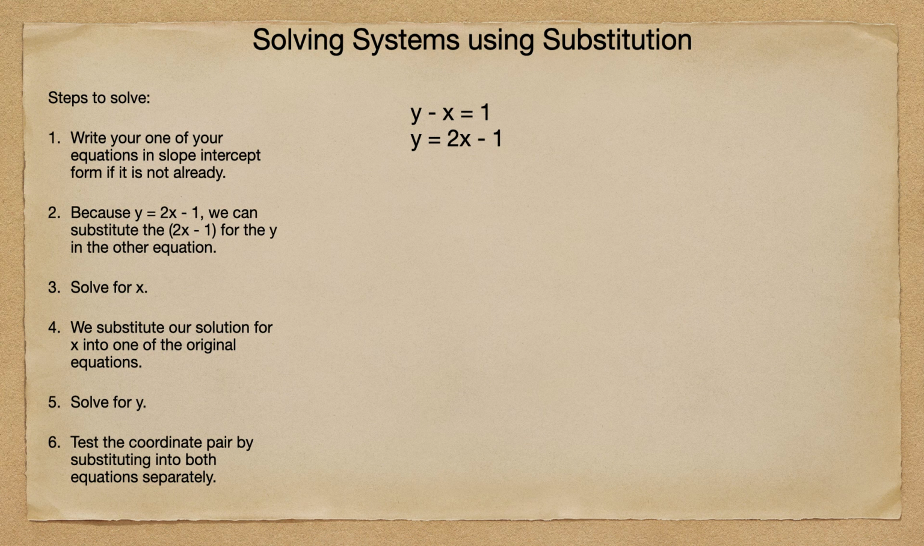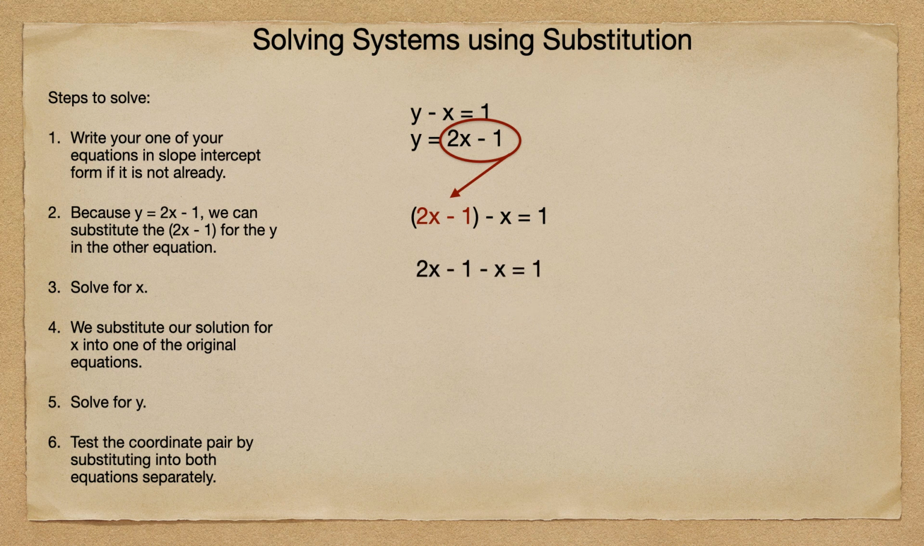Because y equals 2x minus 1, we can take what is equal to y, which is the 2x minus 1, and we're going to substitute it in for the y in the other equation. So as you can see, we had our y minus x equals 1, but instead of y, we wrote what y equals, which is 2x minus 1. Once we substitute this in, we can now simplify and solve for x.